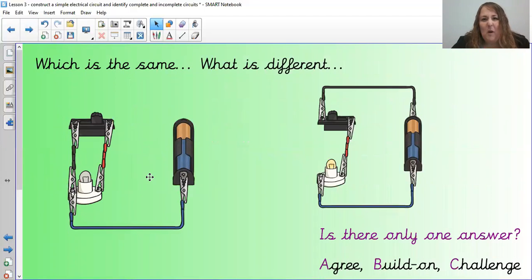Okay. This is what I mean by a circuit. These wires, bulbs, batteries, things like that. So I've got two pictures here for you. What is the same? What is different? And have a look at both of them.